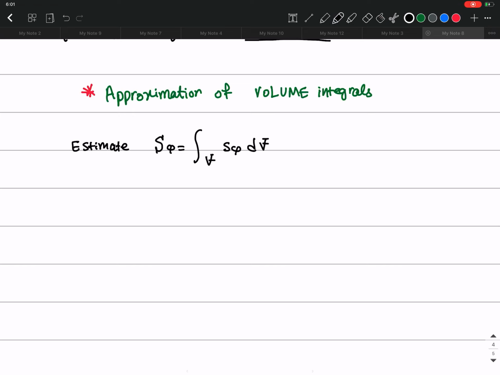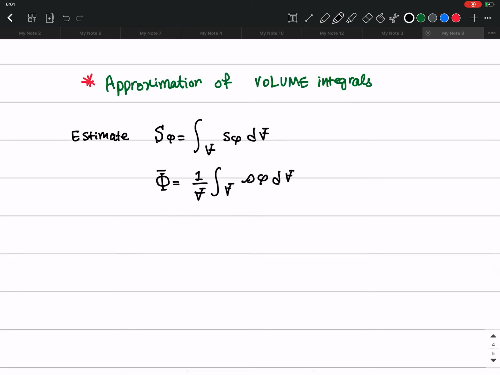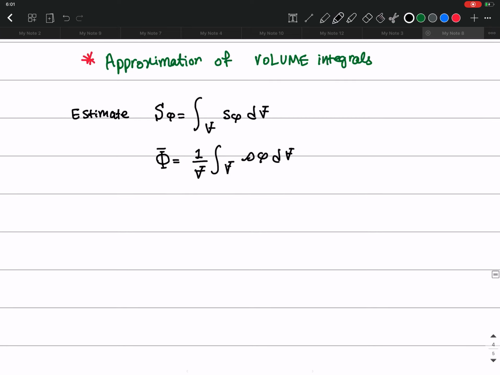And also phi bar is 1 over V, the volume, integral over the volume of rho phi dV. Okay, it's kind of an average. So let's see what we are gonna do for this.